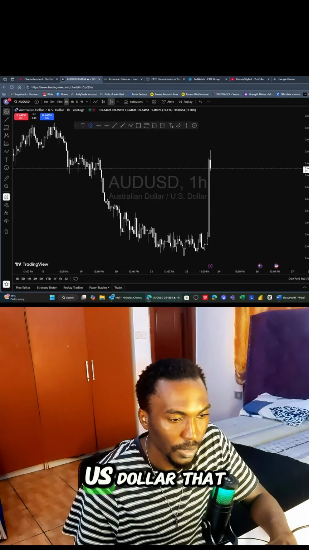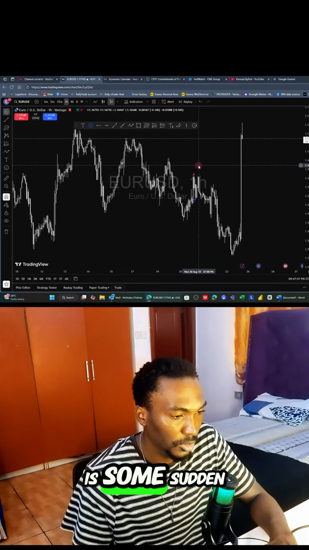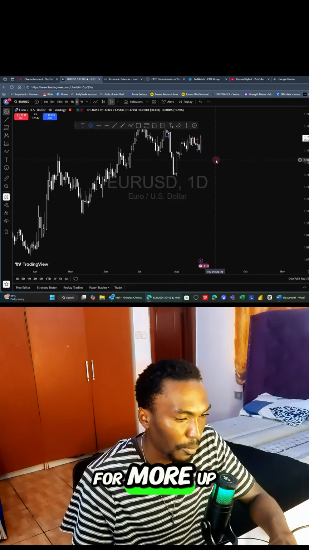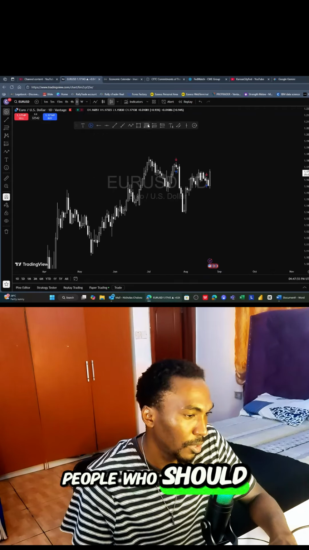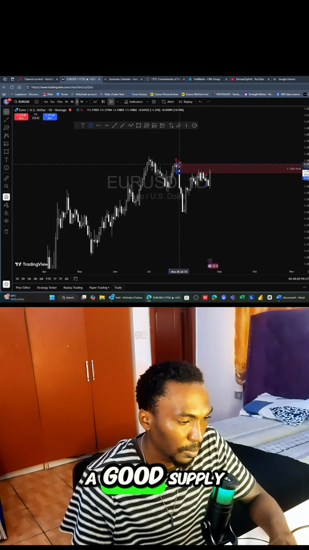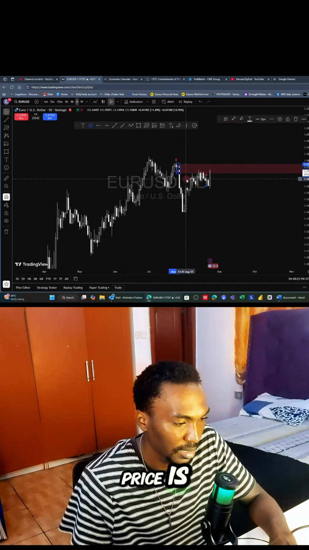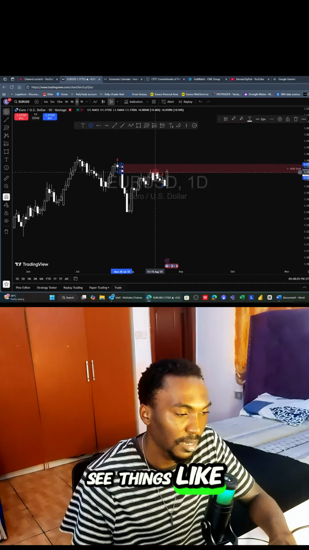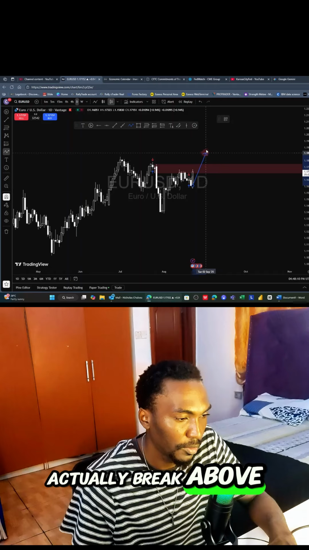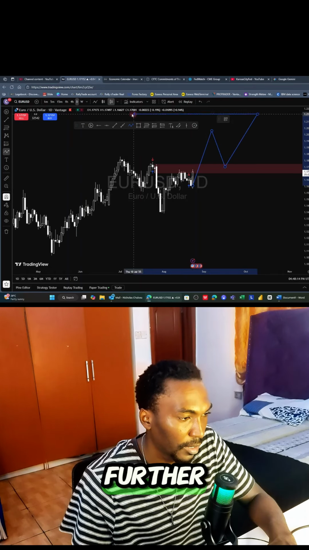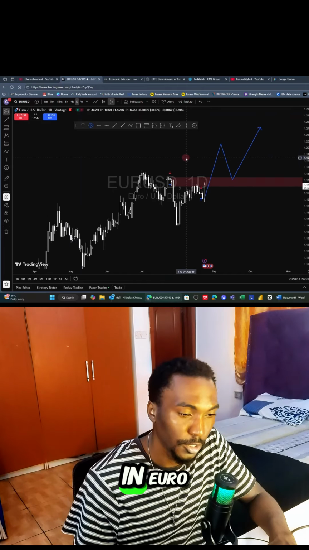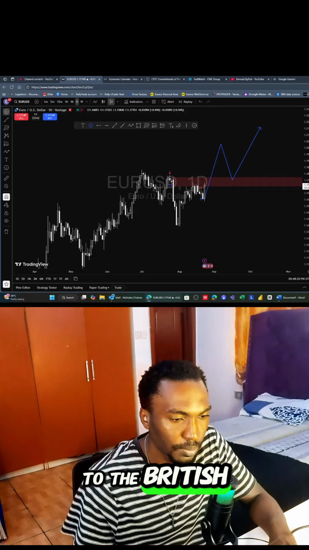For the euro US dollar, that is some sudden rise. I mean, this gives room for more uprise. People who should be looking are looking at this zone right now, still looking at this supply zone. This is a good supply zone, but it has been mitigated, and price is beginning to see things like we may see price actually break above and retest and break above even further, and it depends on the US economy and the situation in euro. We go back to the British pound US dollar.